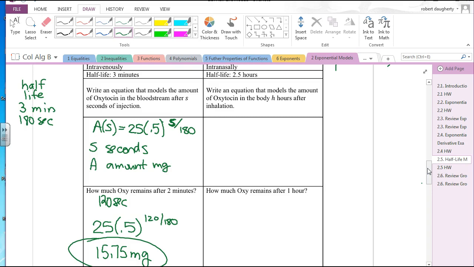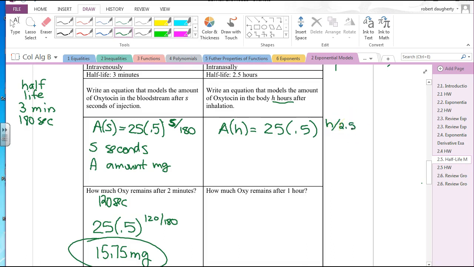Now let's write a model that deals with it intranasally. We want something that deals with H hours. Okay, so the amount based on hours. What did I start out with? What's the initial amount? 25, okay? And then it's 0.5 raised to the hours over, what is the half-life in hours? Come on, guys, pay attention. This one's not that hard. 2.5. It's written right there. The half-life is 2.5 hours, okay?